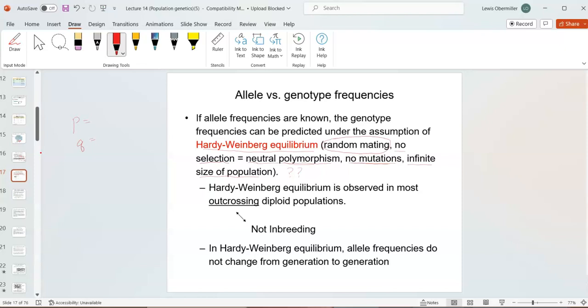Hardy-Weinberg equilibrium is observed in most outcrossing populations, which means not inbreeding, they're outbreeding. They're diploid, so not tetraploid. And if a population is in Hardy-Weinberg equilibrium, and again, the conditions of this are insane, then the allele frequencies don't change from generation to generation. They're always the same. It doesn't matter from one generation to another: the frequency of P is always going to be the same, and the frequency of Q is always going to be the same.